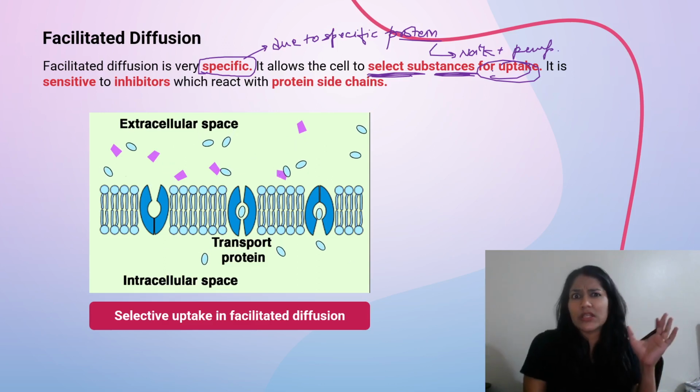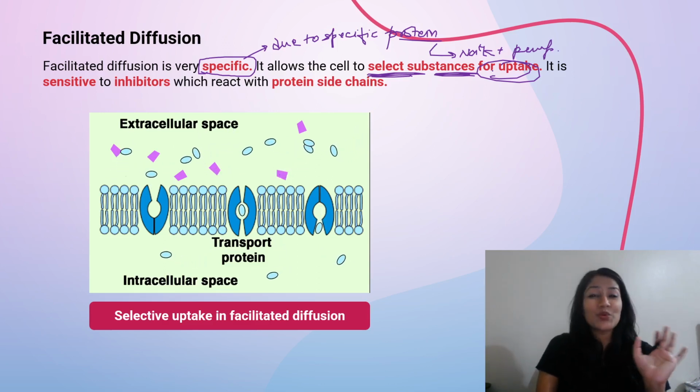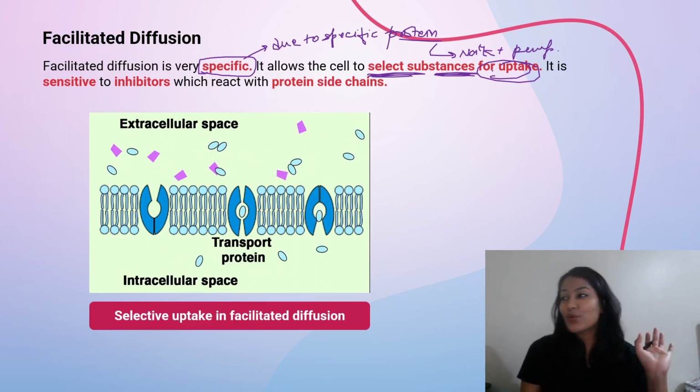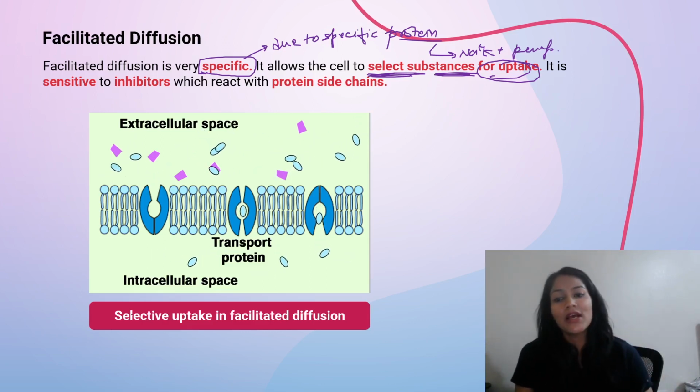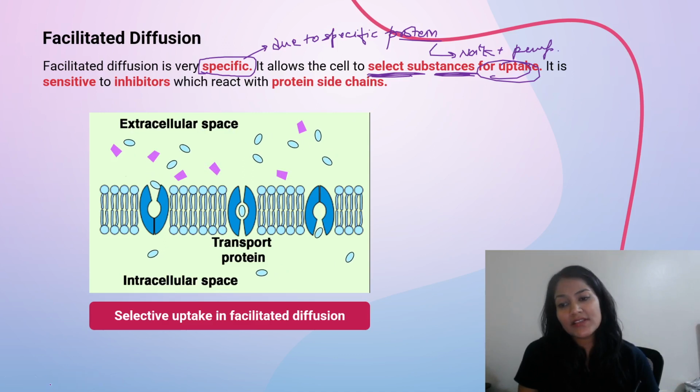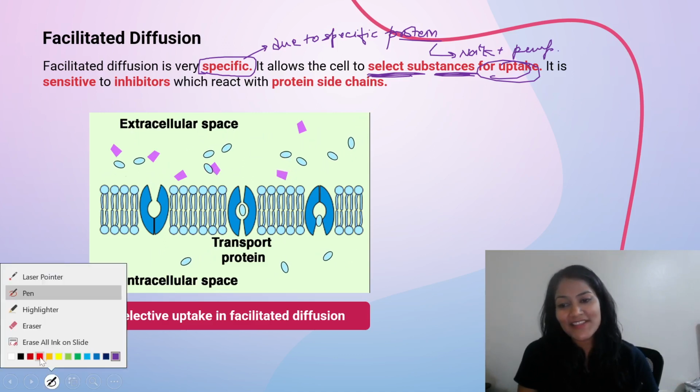It is selective in nature. It is choosy in nature, right? I am going to transport only potassium. मैं तो सिर्फ सोडियम को ही ट्रांसपोर्ट करूंगा, right? So this kind of movement is present. Along with this, yes, of course, they are sensitive in nature.